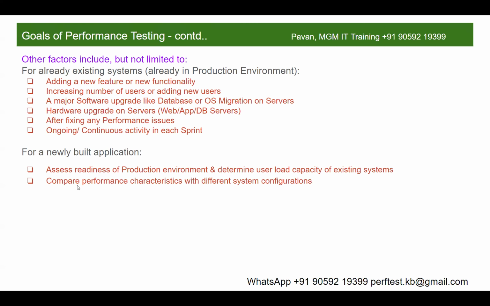And then compare performance characteristics with different system configurations. Compare the performance characteristics with different system configurations. Right? Suppose you want to see the performance of an application with different configurations, with different software configuration or hardware configuration, both of them. So when you say system configuration, it can be software configuration or it can be hardware configuration.